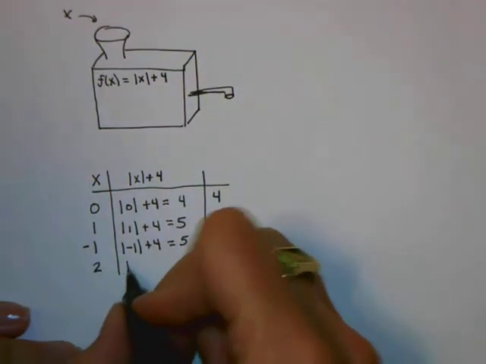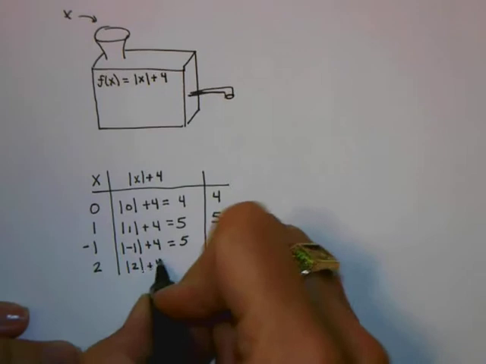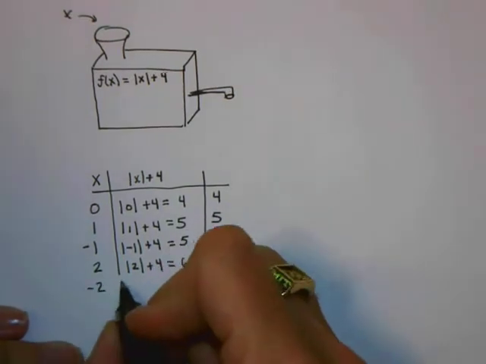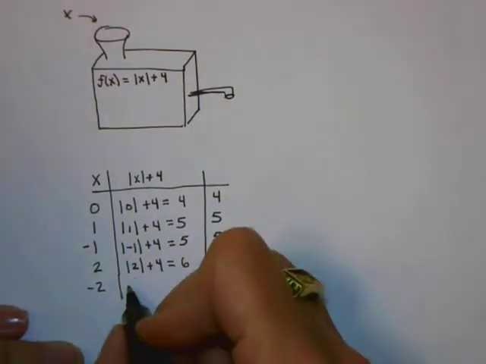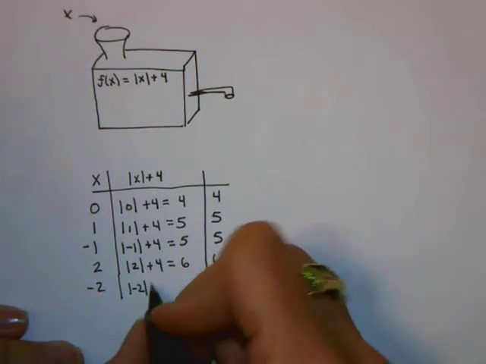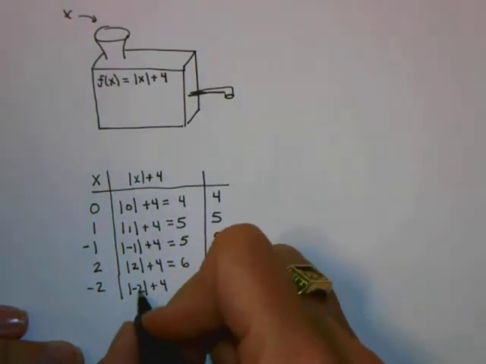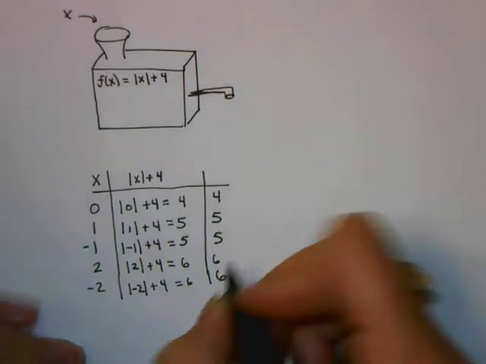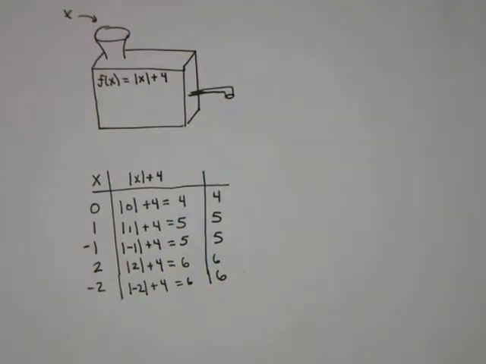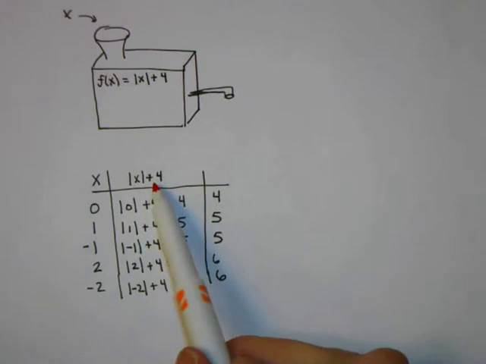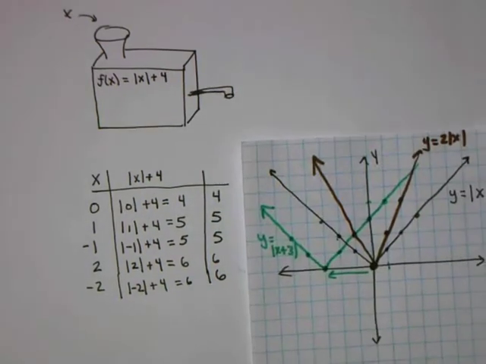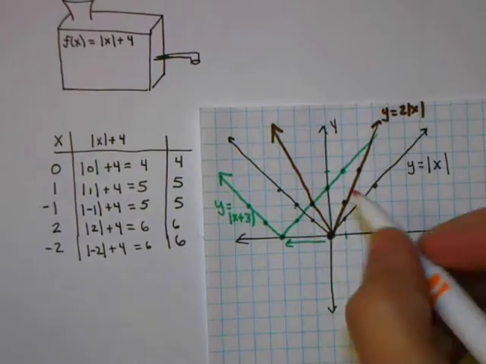Let me try x is 2. The absolute value of 2 plus 4, 2 plus 4 is 6. And negative 2, I'm predicting that this is going to give me the same answer as positive 2 did. The absolute value of negative 2 is 2, plus 4 is 6. So let's add these points to our graph and see how adding 4 outside the absolute value bars changes the shape of our graph. So here are all the graphs that we already had going.